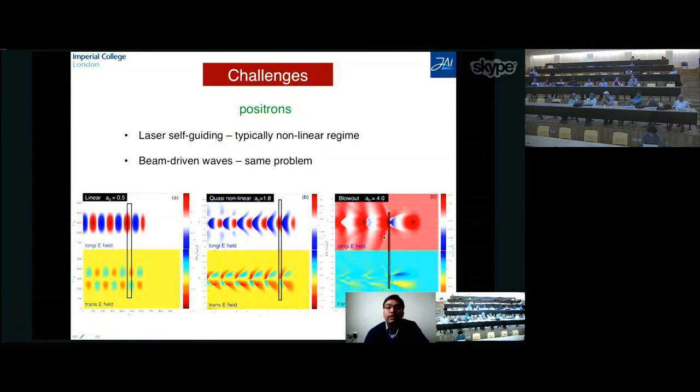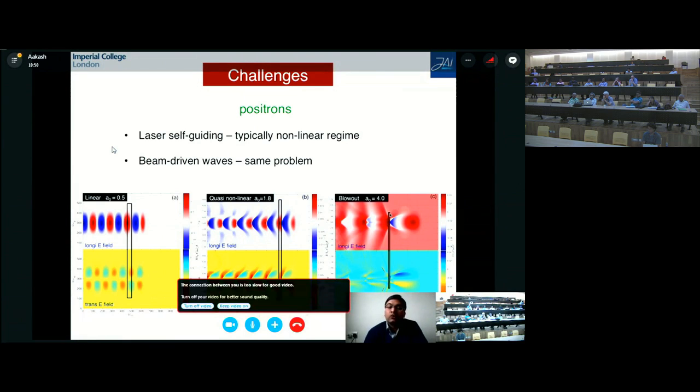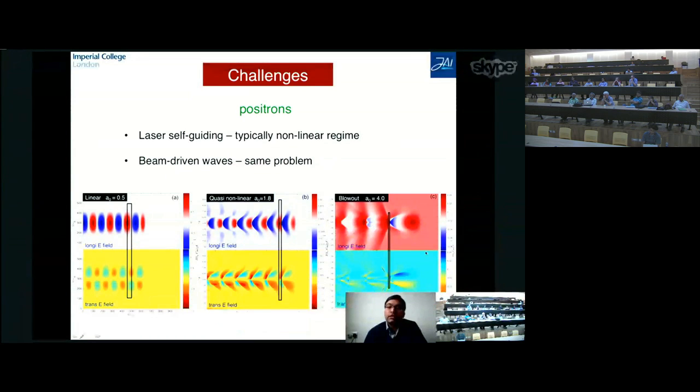And then if you eventually enter into the blowout regime, or the most nonlinear regime, you can see that the only region where you can basically inject those positrons is right in the back of the bubble. So what all this boils down to is that as soon as the externally injected beam outruns the plasma wave phase velocity, you can no more have it in the optimum phase, and the beam might eventually also lose energy. So this basically shows you the sort of challenge.